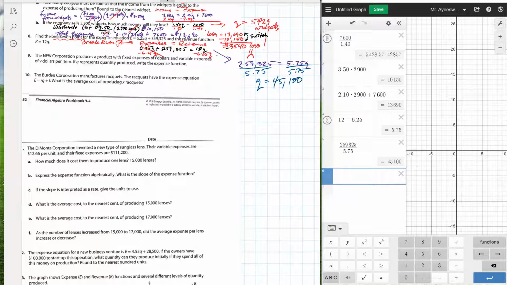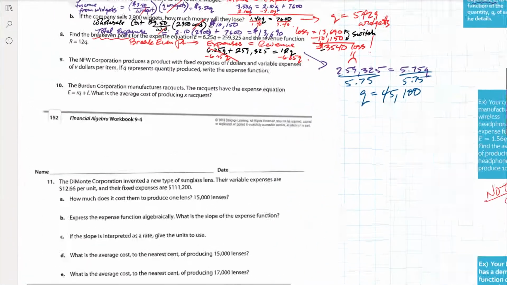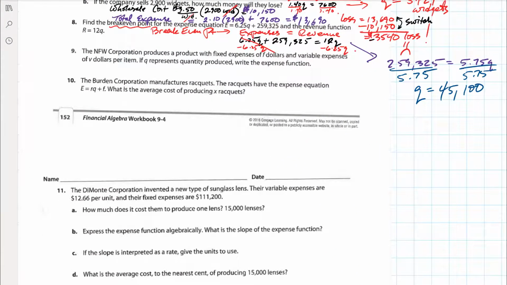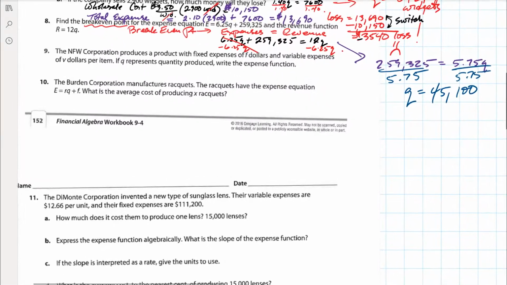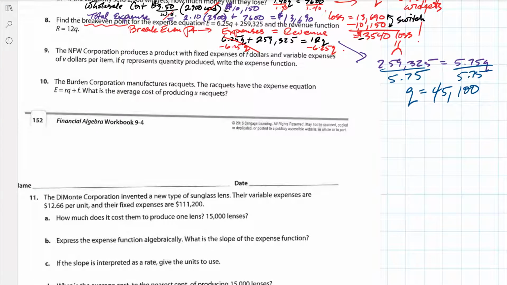All right, so number 9. Let's move on, because we're cruising, man. We're cruising. All right, number 9 says the NFW. That's funny. I'm sorry. If you knew what I was thinking, that's funny right there.